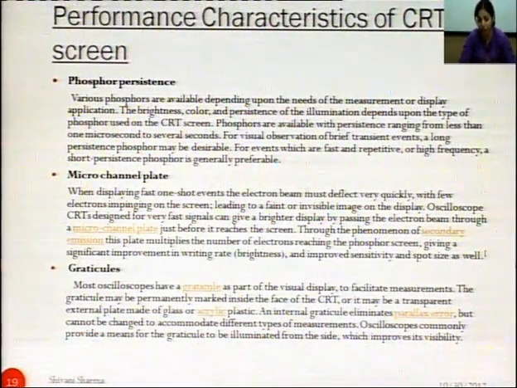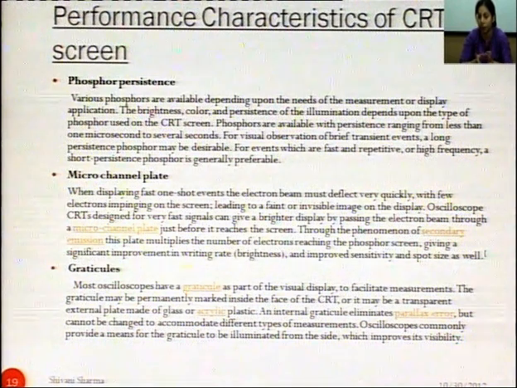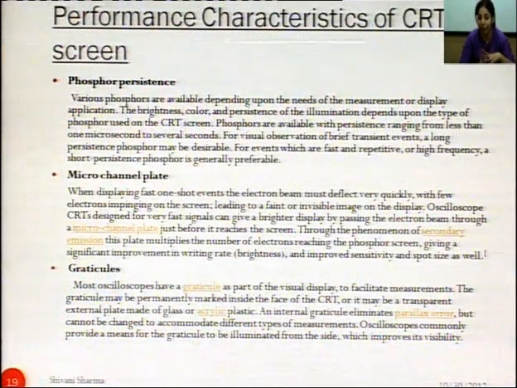Parallax error occurs when we view something from a certain angle. When we are viewing a certain image from a certain angle, it gets blurred. We are not having a clear image. So, to avoid this parallax error, we use this.